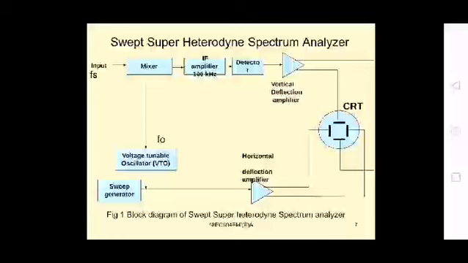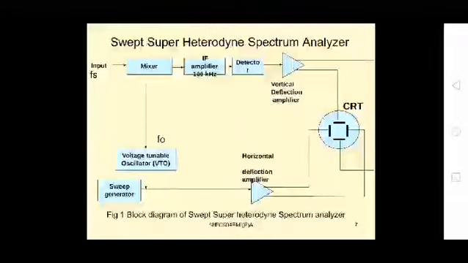Another input to the mixer is your local oscillator, which is nothing but the voltage tuned oscillator. As the voltage tuned oscillator frequency varies from f minimum to f maximum, it will beat with your input frequency at a certain frequency, since f minimum to f maximum is varying at a linear recurring rate. Whenever there is a match of these two frequencies, it will produce the difference frequency known as the IF frequency, which is almost 100 kilohertz, and that will be amplified by the IF amplifier. It will be detected if necessary, applied to the vertical deflection amplifier of your CRT, and then it gives the visual display on the CRO. So that is the block diagram explanation of your swept superheterodyne spectrum analyzer.